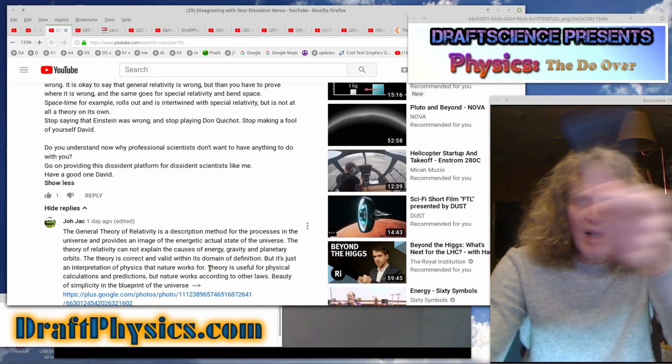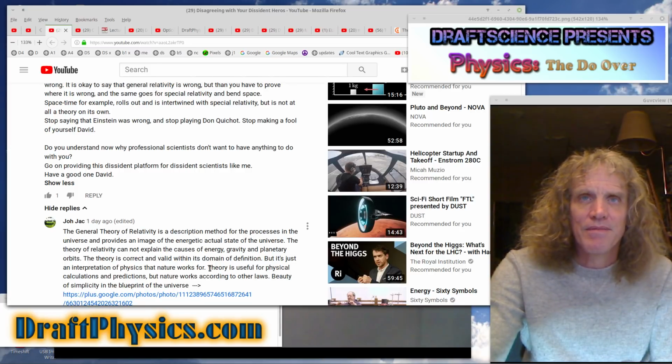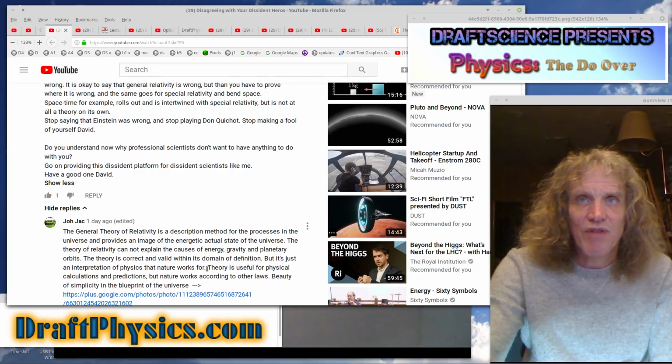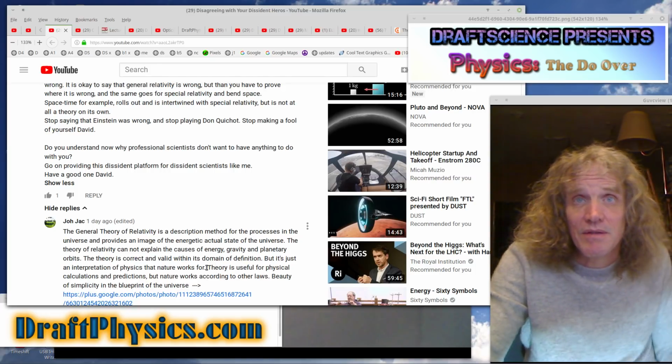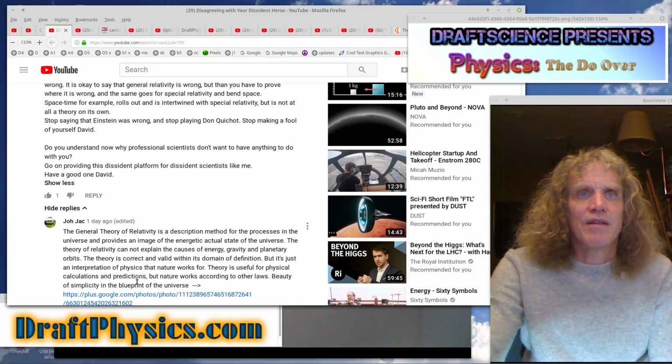And clearly Einstein's wrong, in my opinion, in his vacant description of basically just describing the inverse square law, which frankly doesn't need description. Theory is useful for physical calculations and predictions.